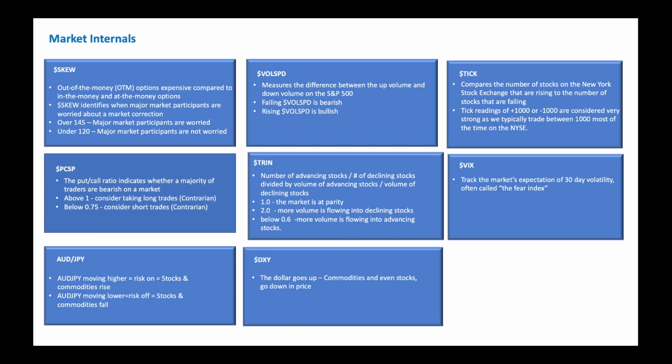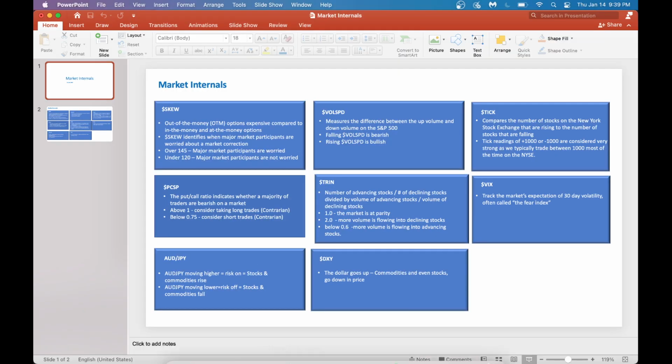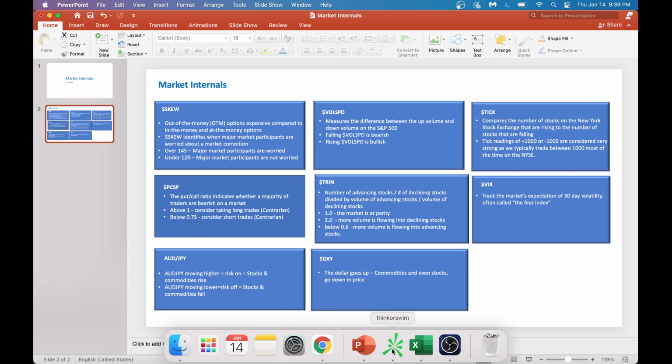The last one is the dollar index, or DXY. As the dollar goes up, commodities and stocks will go down in price. This is something to watch out for. Of late, we are doing well here. The dollar index is falling, which is a good sign. So with that, we'll go into the Thinkorswim platform now and watch some of these indicators.